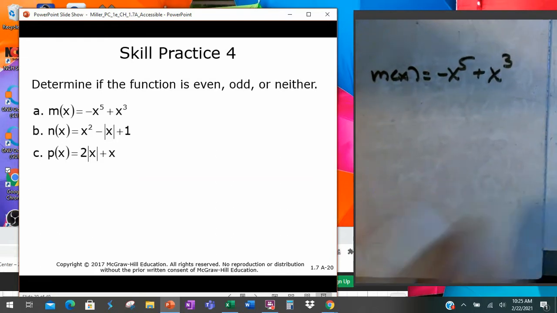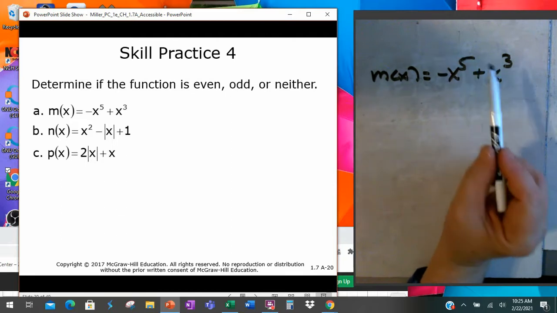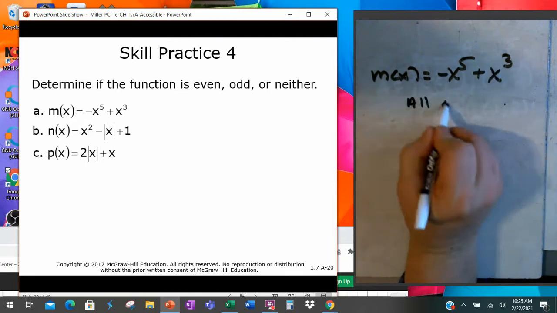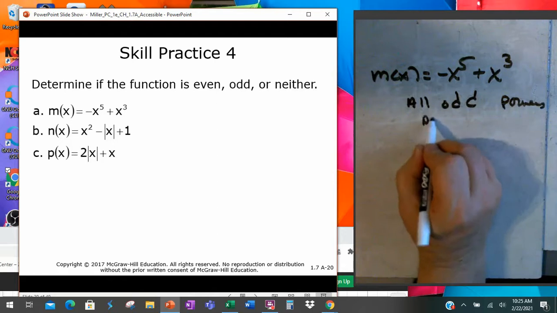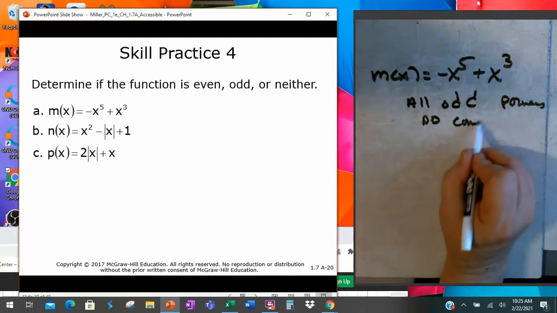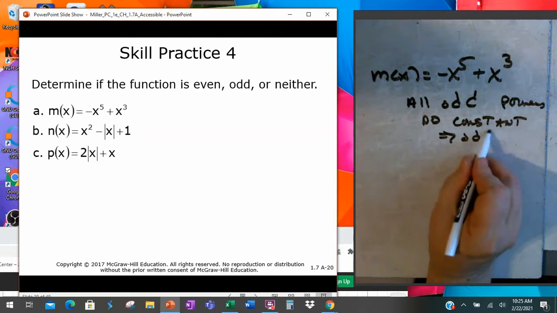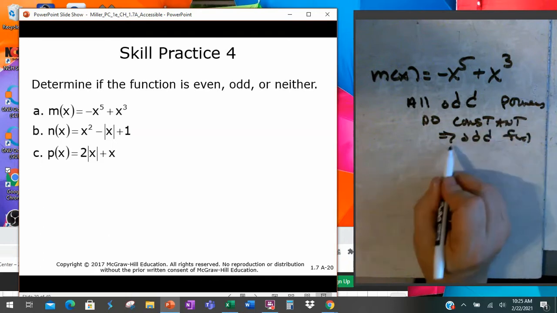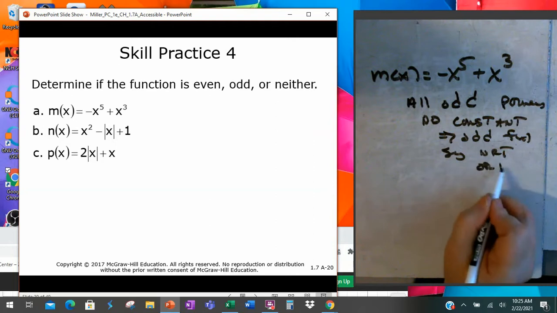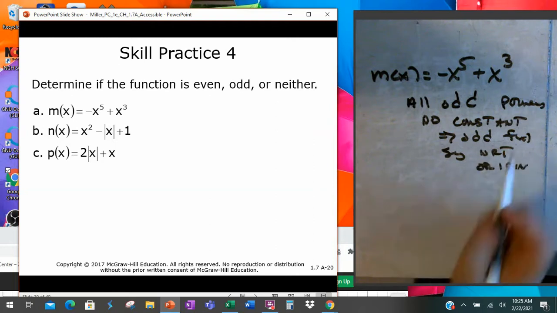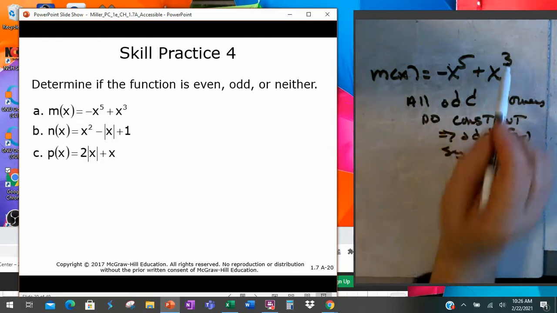Okay, and I'm going to tell you right, if I look at this and do my preliminary analysis, all odd powers and no constant, that's going to be an odd function. Symmetry with respect to origin. Just by looking at this and seeing that there's no constant but all odd powers.